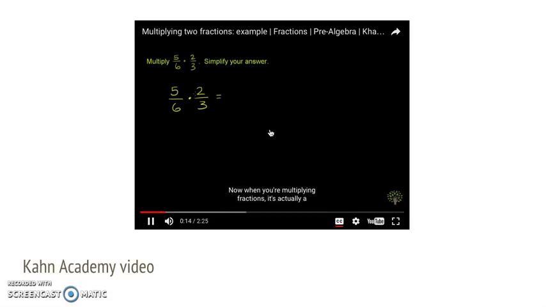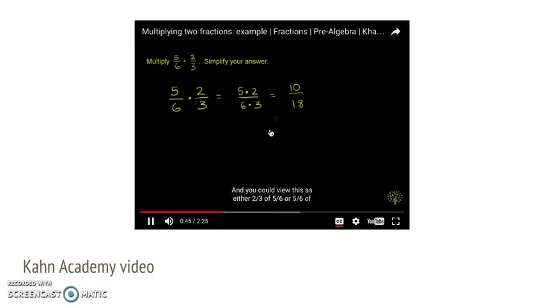Now when you're multiplying fractions, it's actually a pretty straightforward process. The numerator of the product is just the product of the two numerators, or your new top number is the product of the other two top numbers. So our new numerator in our product is just 5 times 2. So it's equal to 5 times 2 over 6 times 3, which is equal to 5 times 2 is 10, and 6 times 3 is 18. So it's equal to 10/18.